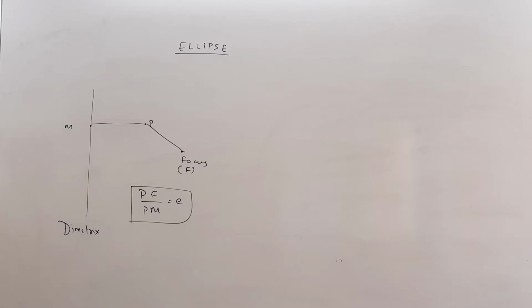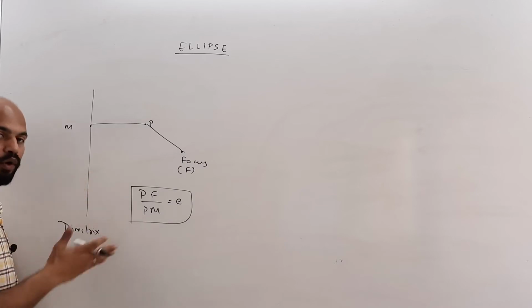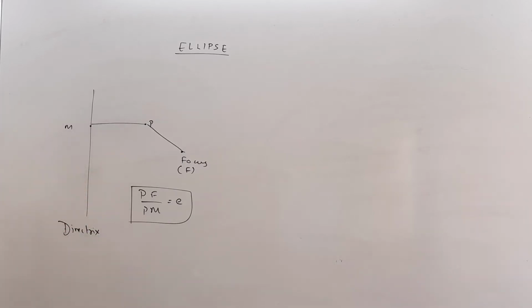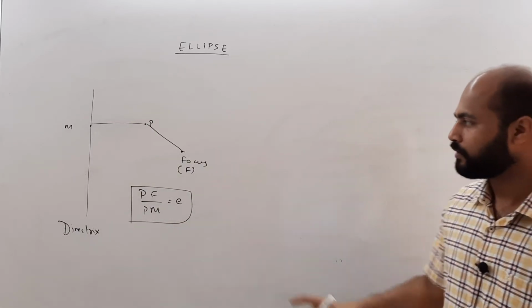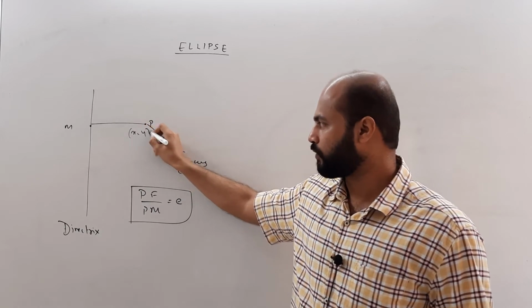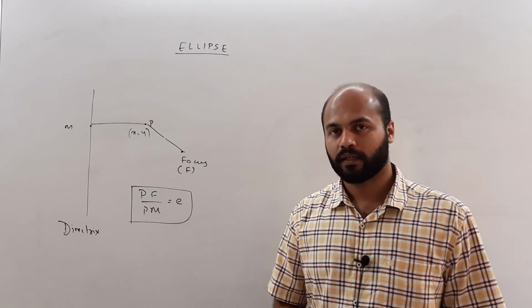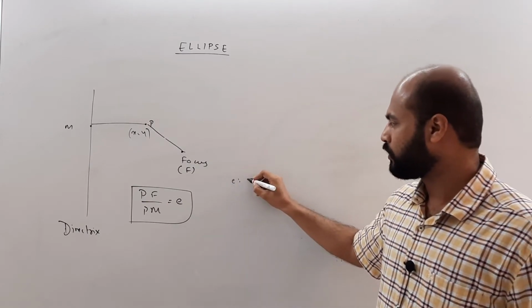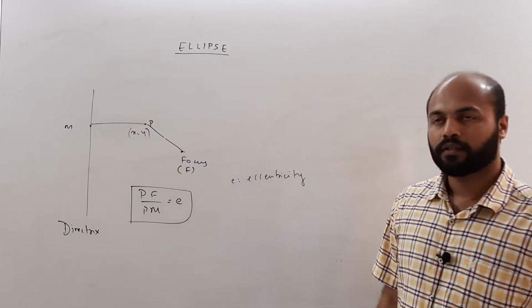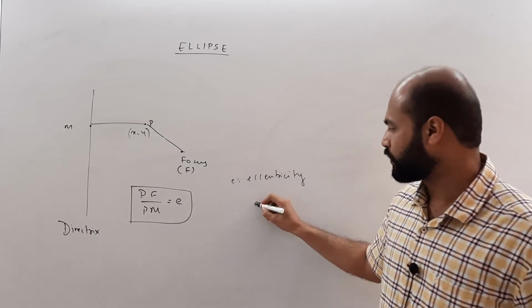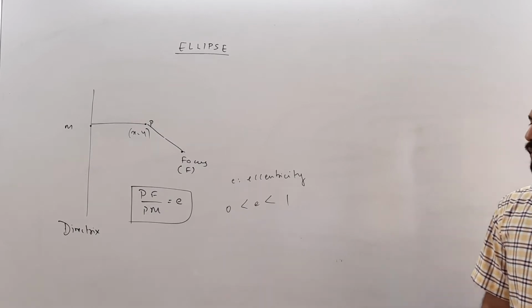Whenever this is a constant ratio, and for whatever points in this xy plane this definition is followed, that curve is called an ellipse. So ellipse is the locus of a point in the xy plane, wherein that general, variable moving point follows the definition PF by PM equal to e, and this e is called eccentricity. Now remember, in the case of ellipse, this eccentricity lies from 0 to 1. This is a very important point.